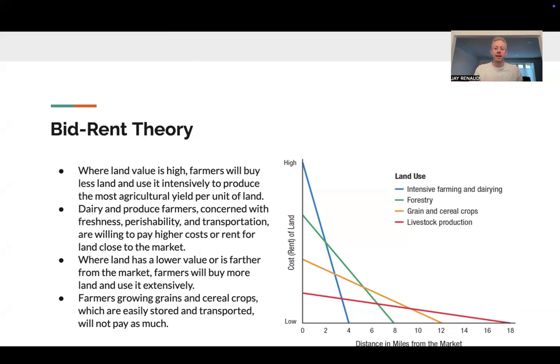Land values will then be higher, and so the plots of land will be smaller. As we move away from the city, we'll see more extensive agriculture. Land values will be cheaper, and there will be more of it available. That's it. That's the gist. Eventually, you'll see we can apply the bid rent theory to the von Thünen model.